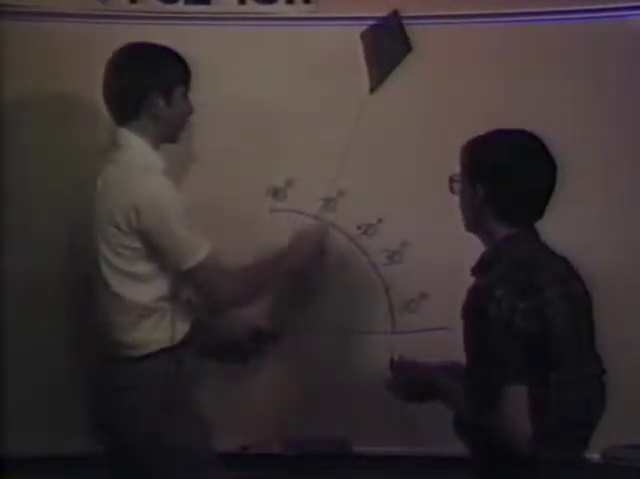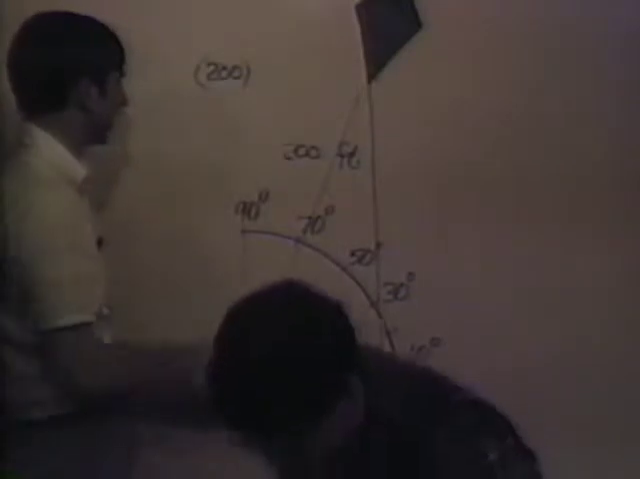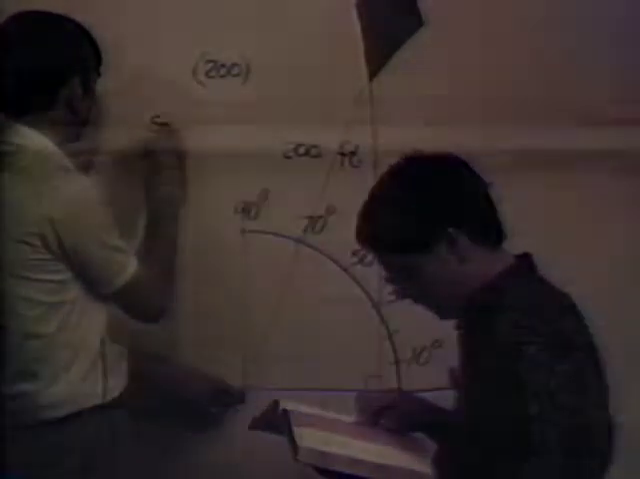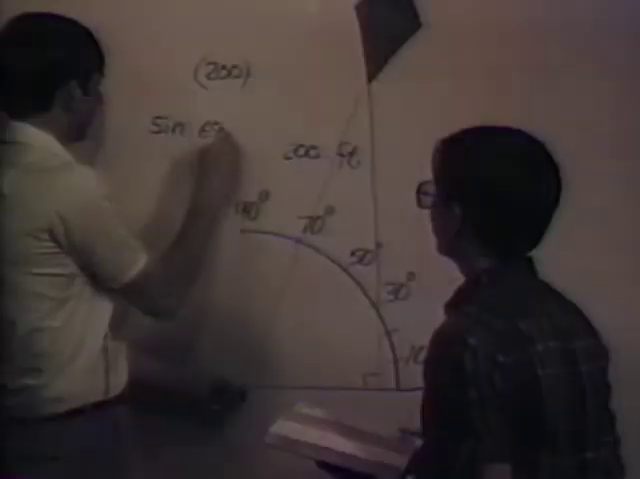Again, we know that the string is 200 feet because we measured that prior to letting the kite up. We want to know what this distance right here is, straight down to the ground. So we're going to multiply, as we did before, 200 times the sine of whatever this angle is. And how many degrees do we have this time? Probably about 69. Okay, about 69 degrees. So go ahead and look up on the table there the sine of 69 degrees. 0.934.